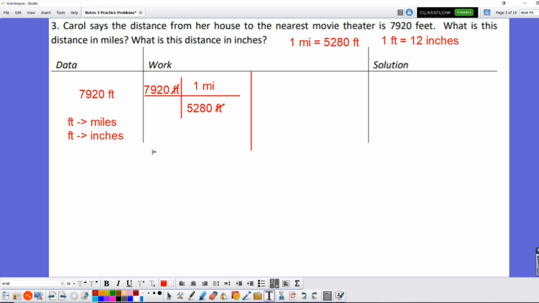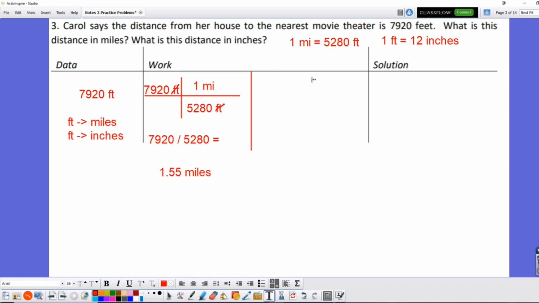Okay, so 7,920 times 1 is just 7,920. And then 5,280 by itself. And that is going to give me an answer of 1.54 miles is what you should have gotten here. So I'm going to go ahead and put that in a new spot. 1.55 miles if we round correctly. Okay?